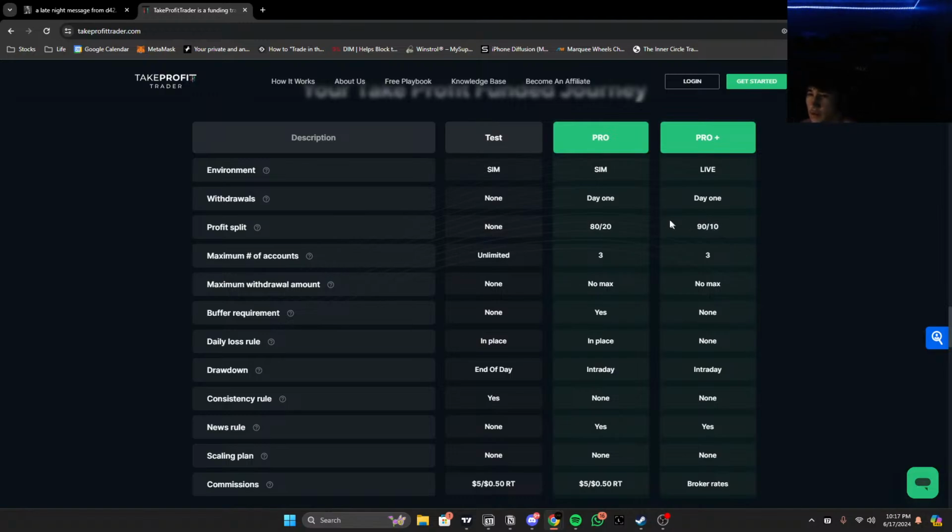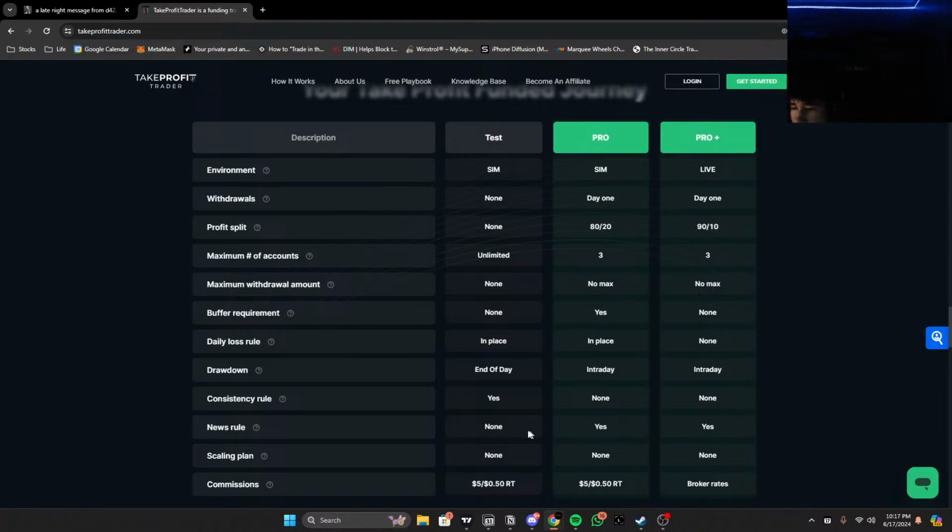You can have 3 accounts max. Maximum withdrawal amount, there's no max. Buffer requirement for the Pro, there is no buffer requirement, which if you get that, oh, you're perfect. Daily loss rule, there's not really a daily loss rule. Intraday drawdown, when you're on both. Consistency rule, you can just blow up. You can make like 50k in one day and withdraw all of it if you want.